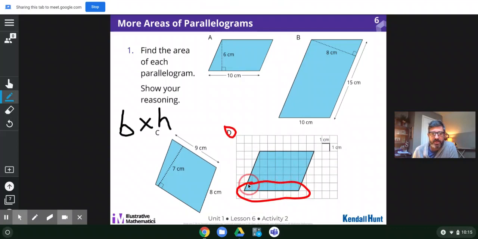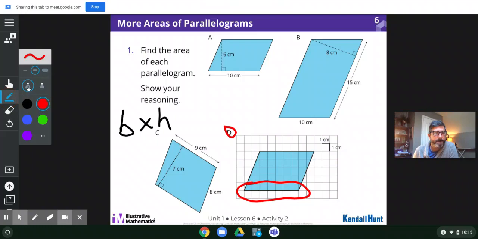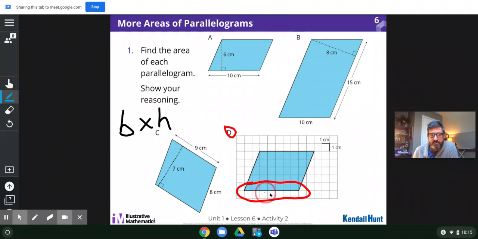So in this example, how do we find the base? We're going to have to count these squares. So let's count those. 1, 2, 3, 4, 5, 6, 7, 8. Sorry, 7. So we've got 7 here. All right, so we know the base.